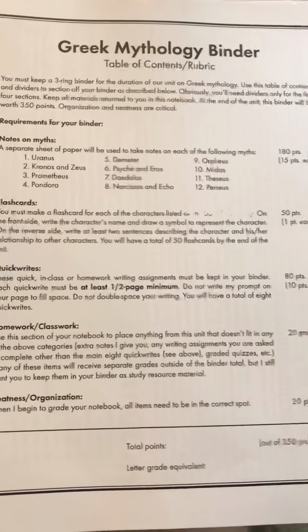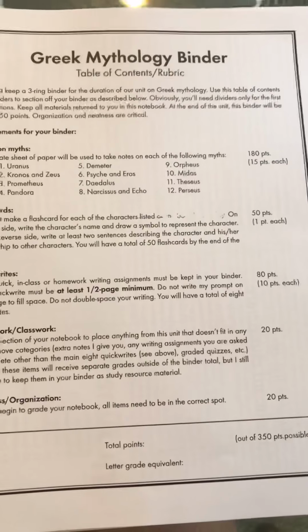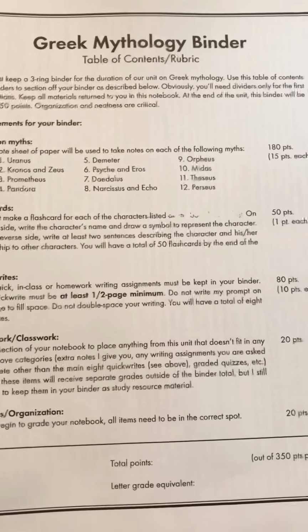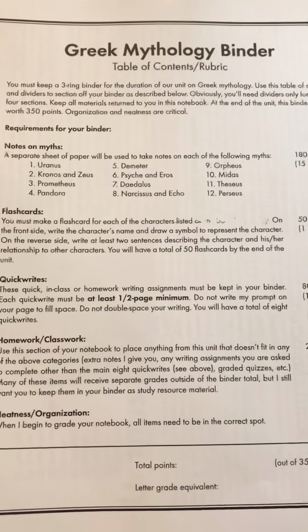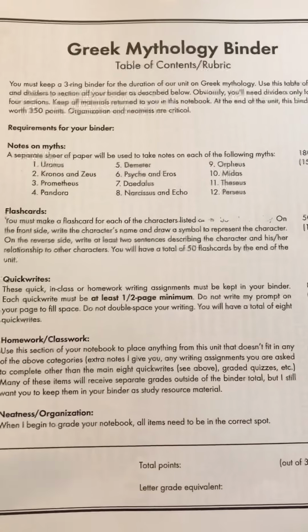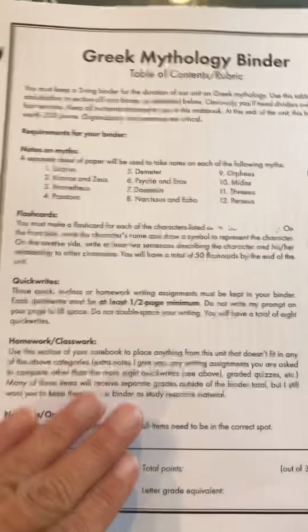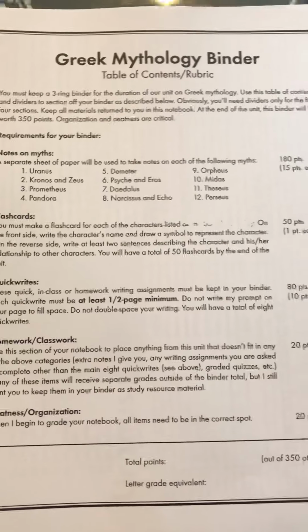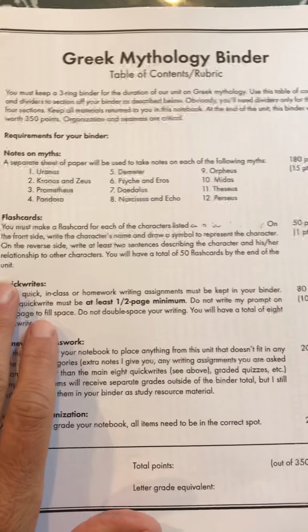Another thing we're going to do is we're going to have flashcards. You're going to make a flashcard for each of the characters listed. On the front side, definitely write the character's name and draw some kind of symbol to represent the character. You can get creative here. If you want to make something fun and goofy, do it. Something that helps you remember the character. On the other side, just write at least 2 sentences describing that character, his and her relationship to other characters, and you're going to have a total of 50 flashcards at the end.